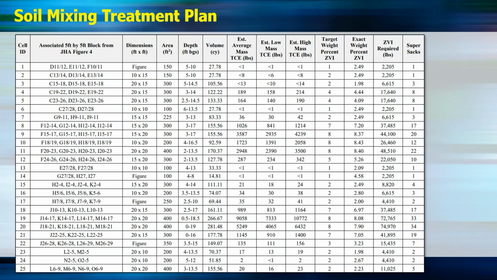And then here is the soil mixing plan that was completed both by Jacob Hefner and Redox Tech, essentially taking our 5x5 foot block model and creating some larger dimensions, volumes, and estimated mass. And you could see on the far right there the amount of super sacks of zero valent iron required that was mixed into the soil. This was a whole presentation at Battelle, I think 2 or 3 years ago, and in and of itself, this whole project was quite interesting.